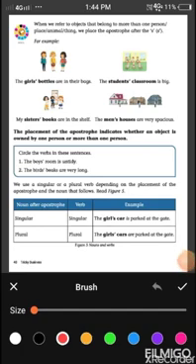The placement of the apostrophe indicates whether an object is owned by one person or more than one person. Circle the verbs in these sentences. The boy's room is untidy. The bird's beaks are very long. Here is and are are verbs. We use a singular or a plural verb depending on the placement of the apostrophe and the noun that follows.